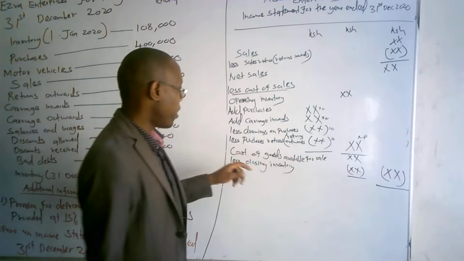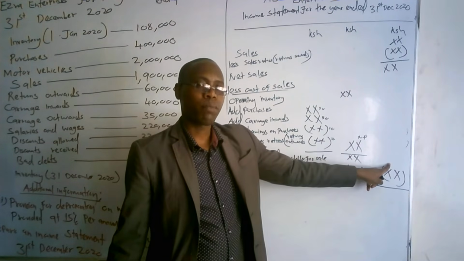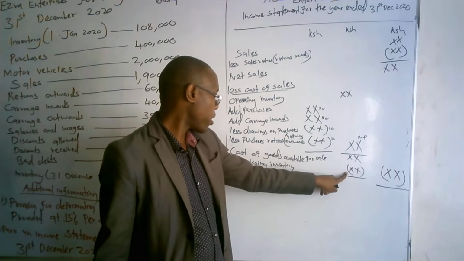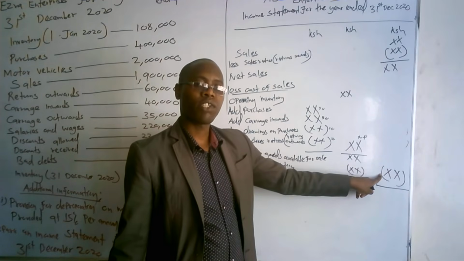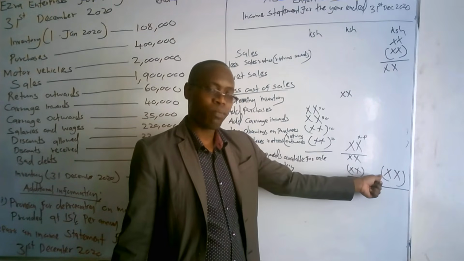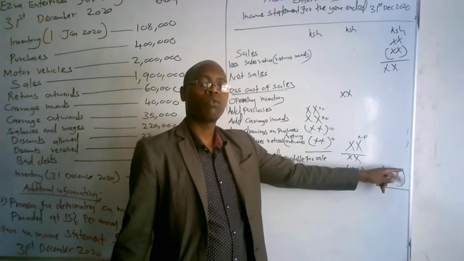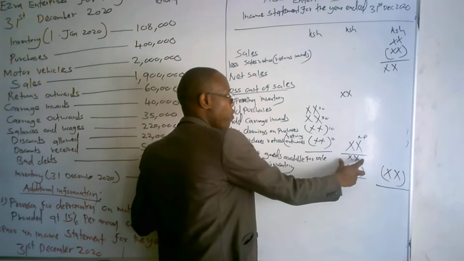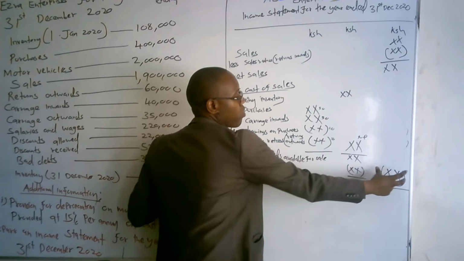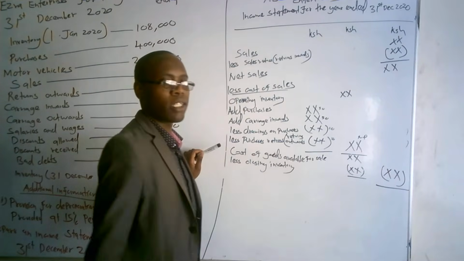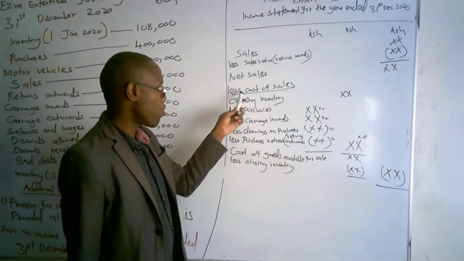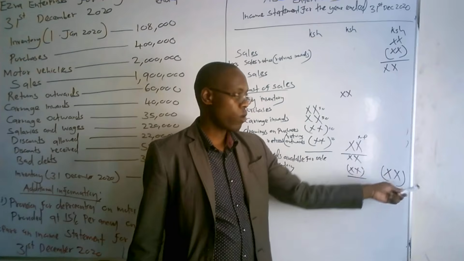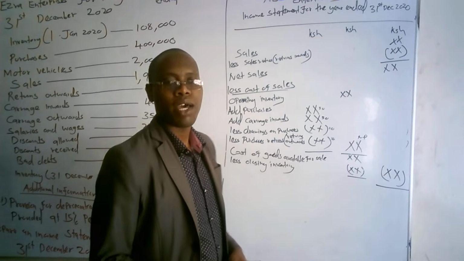So the answer that is here is actually the cost of goods available for sale. Cost of goods available for sale minus the closing inventory, you are going to have the cost of sales. The answer that you transfer to the third column is the cost of sales, and it is inside a bracket because we say less cost of sales.